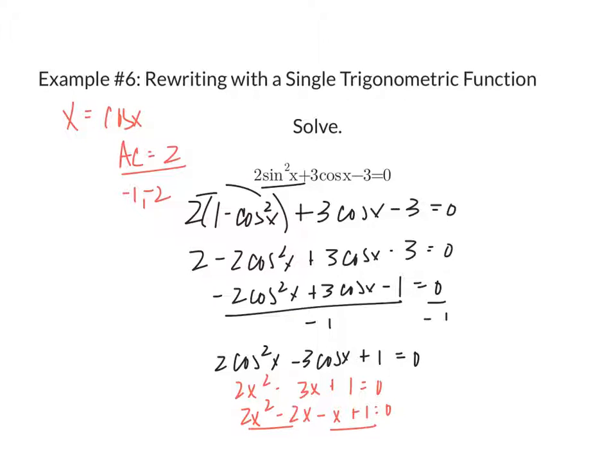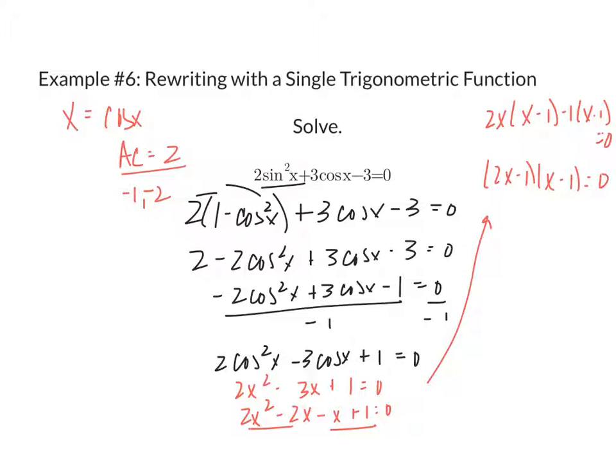So out of the first half, the greatest common factor will be 2x. I'm moving all my work up here. So I factor out a 2x and I'm left with x minus 1. For the second half, if I factor out a negative 1, I'm still left with x minus 1 equal to 0. So then I have 2x minus 1 and x minus 1 equal to 0.